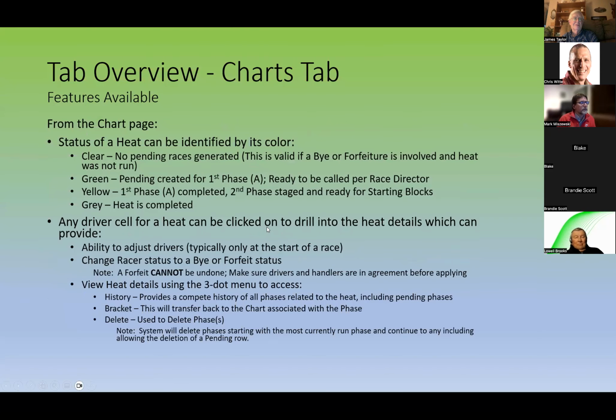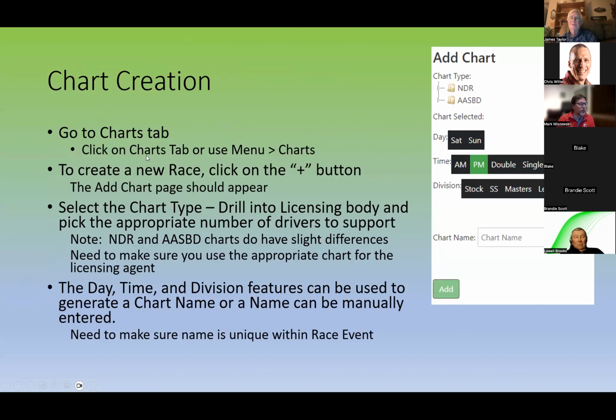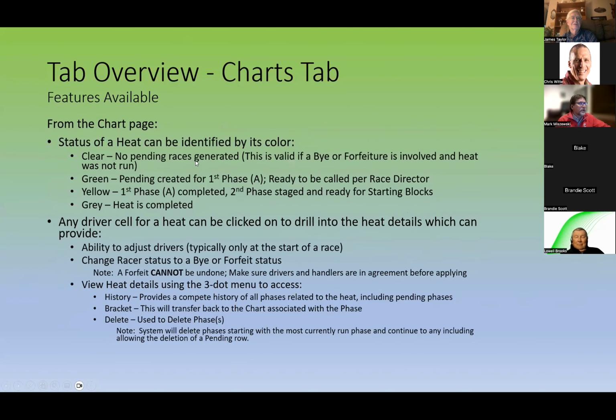For the chart page, we talked about this already. If it's clear, no color in it, that means there's no pending race for it yet. If it's green, that means you got a pending started for phase A. If it's yellow, that means phase A is completed and it's all set for phase B. And if it's gray, all the heat is completed.